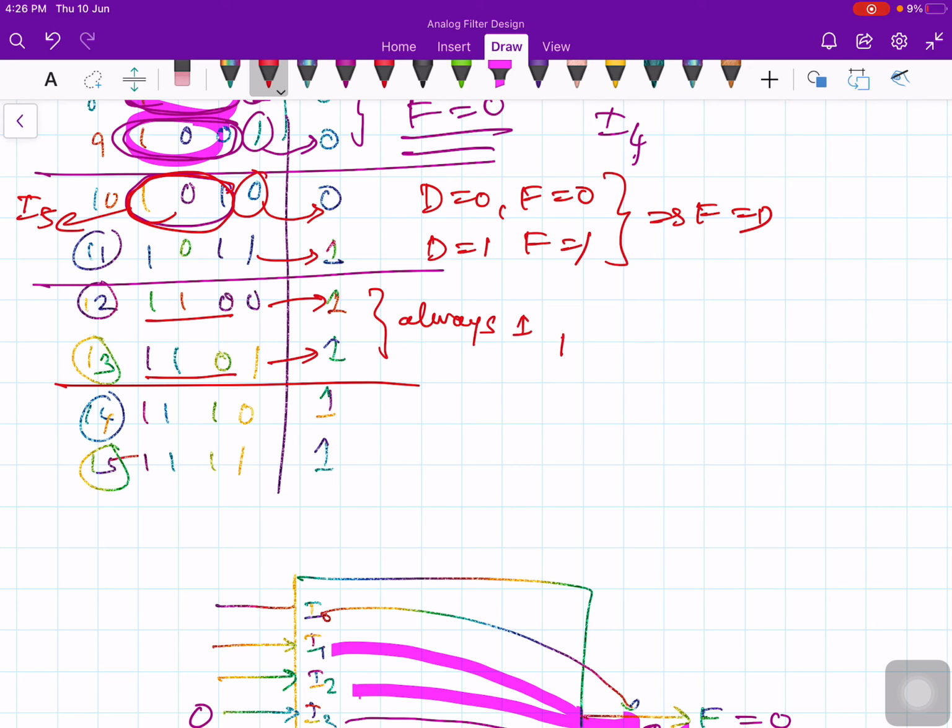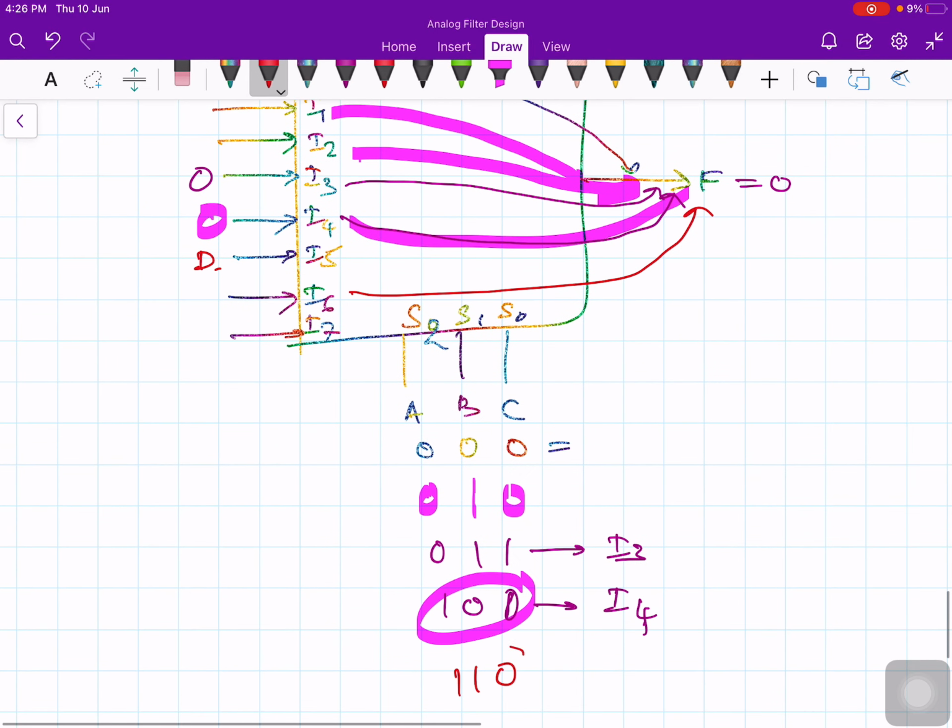Always 1. That means f equal to always 1. But in this condition, when the input combination is 1 1 0, I6 gets a chance to the output. In that condition, the output is always 1. That means in I6 you are giving 1.